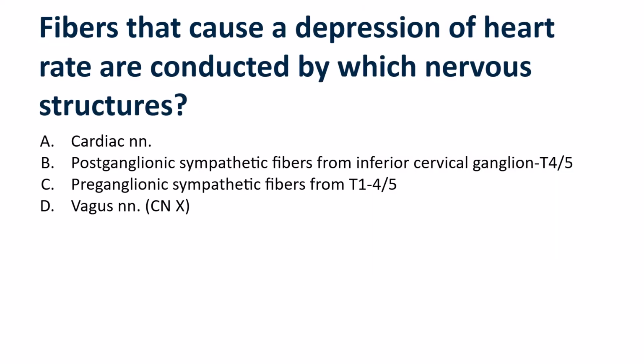So let's assess the knowledge. Fibers that cause a depression of heart rate are conducted by which nervous structures? Cardiac nerves, if they are cardiac decelerator nerves, branches of the vagus nerve, yes. Postganglionic sympathetic fibers, no. Preganglionic sympathetic fibers, no. Both of these increase heart rate. Vagus nerves, yes. So cardiac decelerator nerves that are branches of the vagus nerve would be the best answer here.